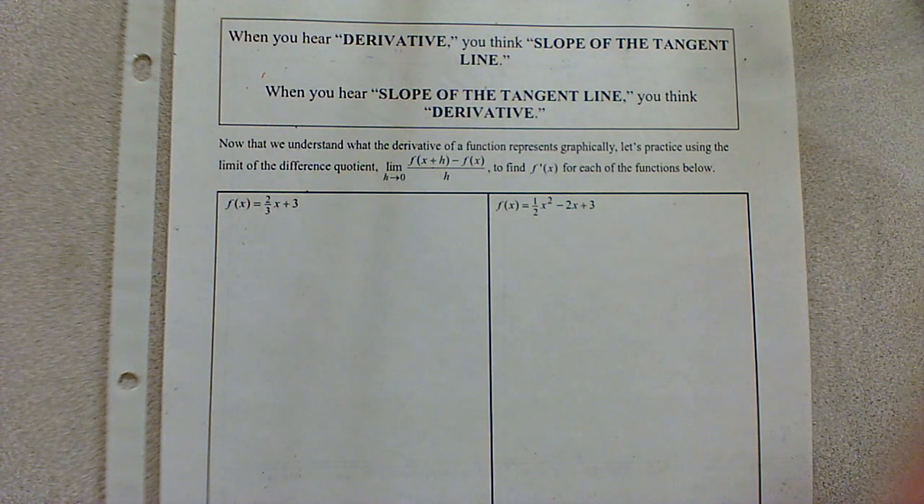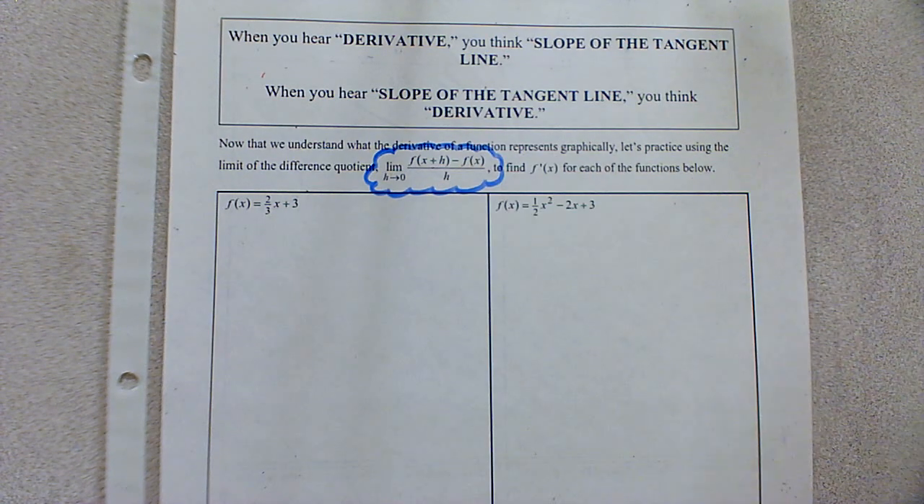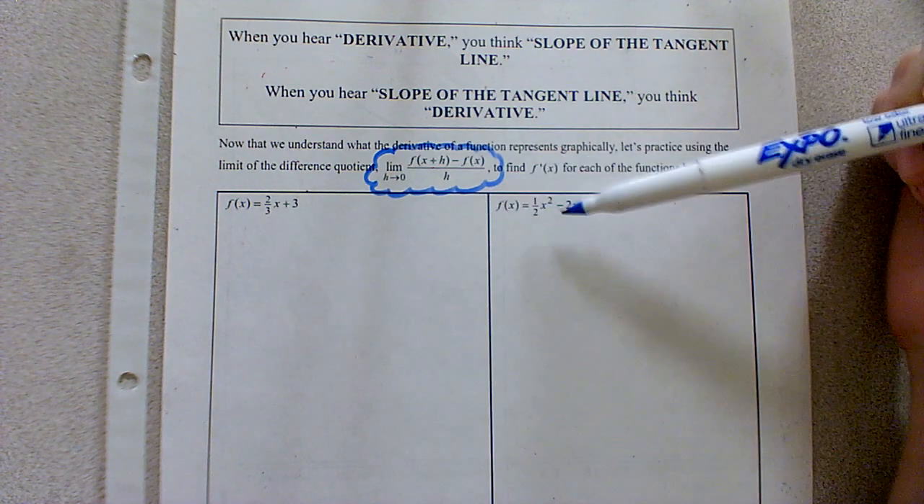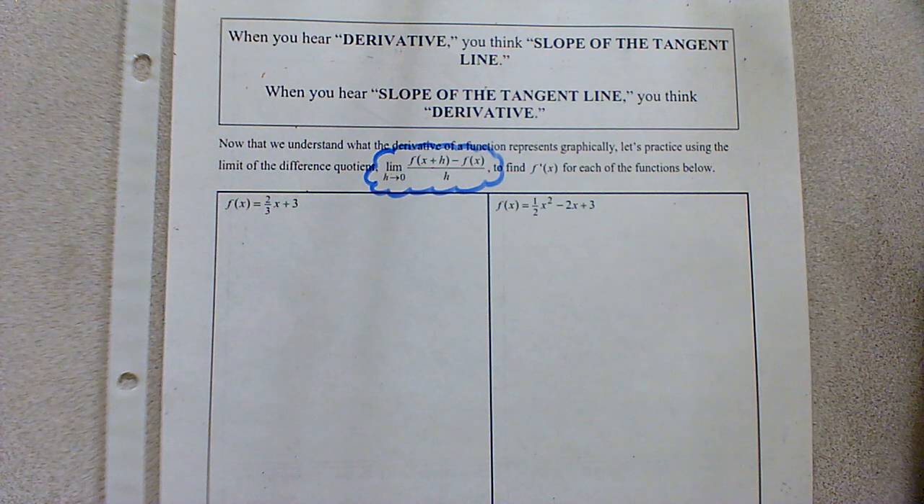So now that we spent a great deal of time actually talking about and developing this limit equation that we can use to help us figure out the derivative of a function, we're actually just going to apply this limit to different types of functions to figure out what is the derivative. Okay, what is the slope of the tangent line at any point on the specific graph.